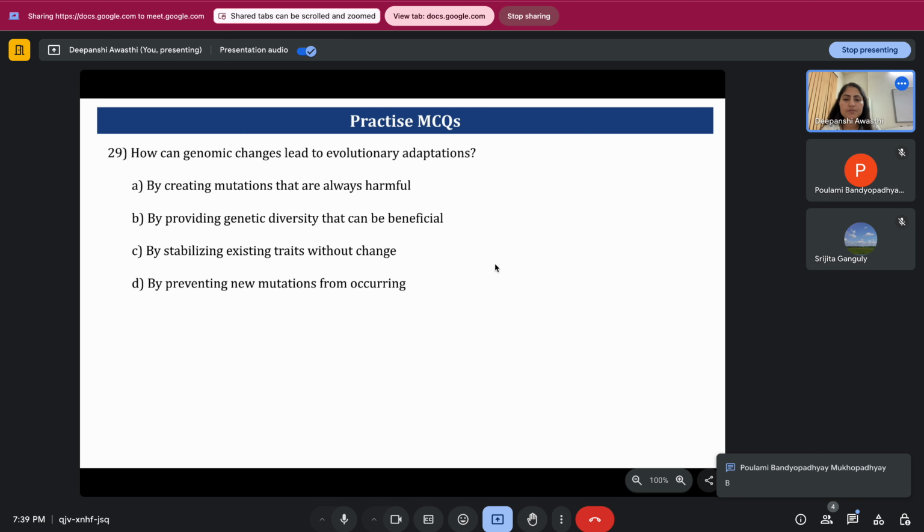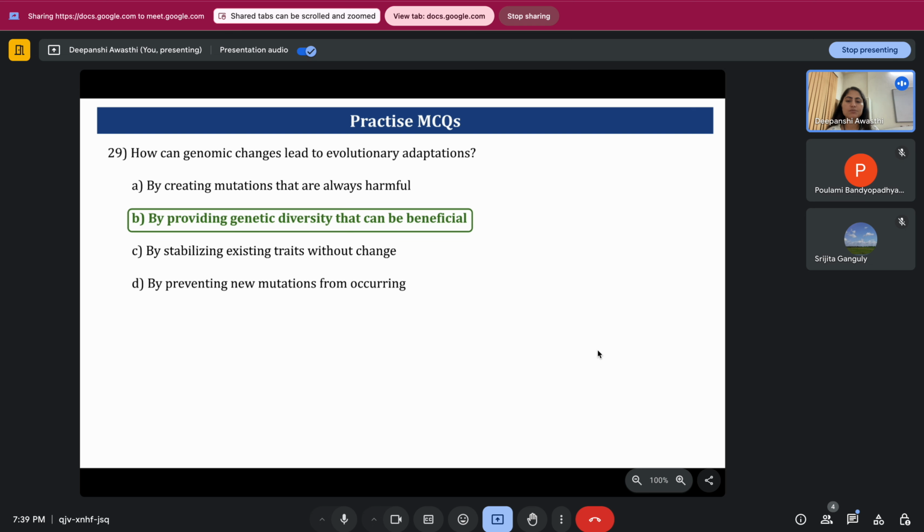Okay, option B. Yeah, this is somehow related to our evolutionary study classes. Okay, you're right. Option B is the right option, because if some genomic changes are providing some beneficial advantage, then they are most likely to get adapted.